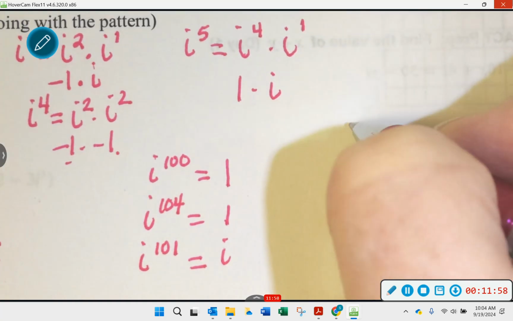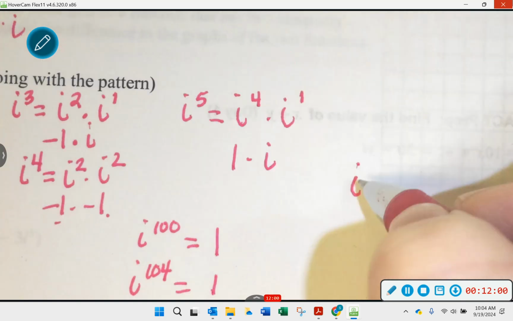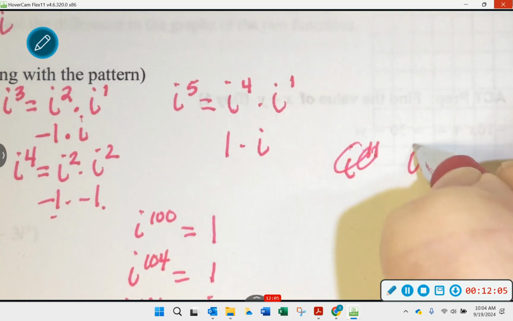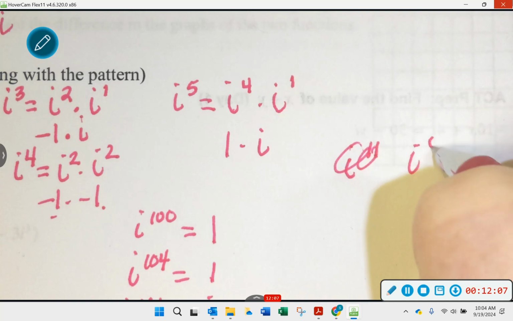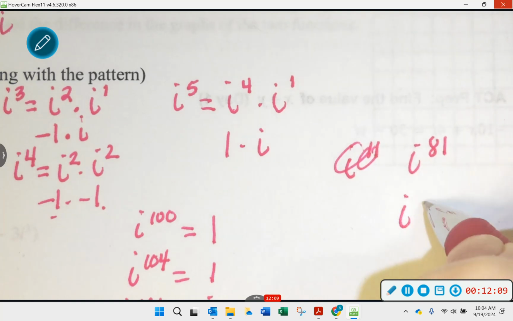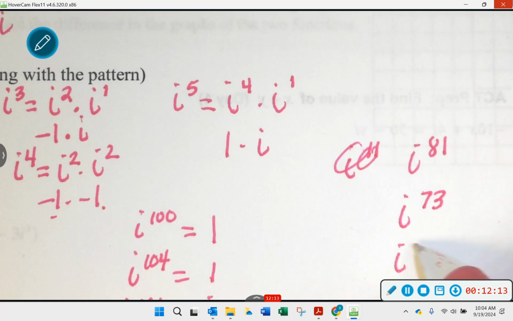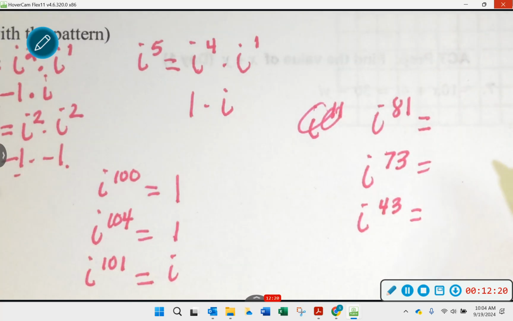I'm going to have you do 3 on your own now. What is i to the 11th? No, we already did that. Never mind. i to the 81st, i to the 73rd, and i to the 43rd. Let's do those 3. Without a calculator, see if you can figure it out.